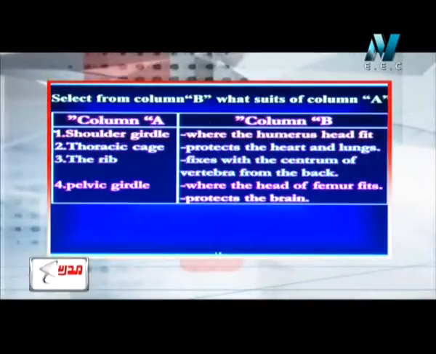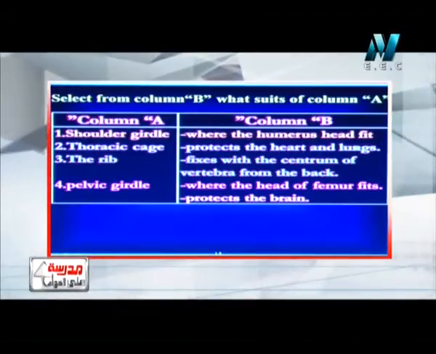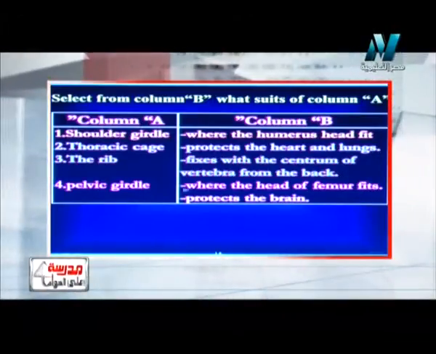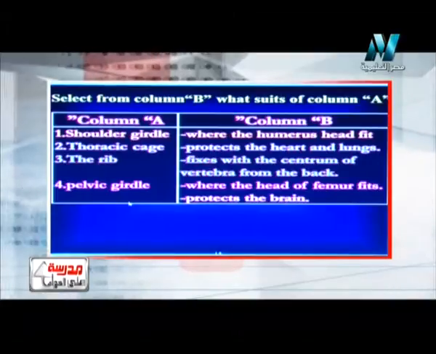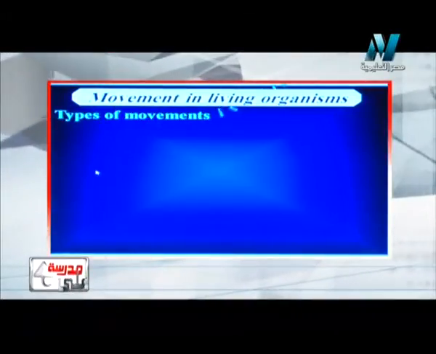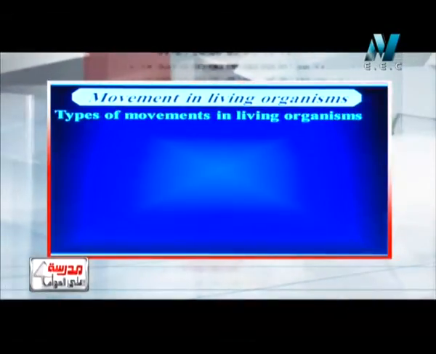The shoulder girdle is where the humerus head fits. The thoracic cage protects the heart and the lungs. The rib is fixed with the centrum of the vertebra from the back. The pelvic girdle is where the head of the femur fits. So that's the question of part 1, which is the support in living organisms.